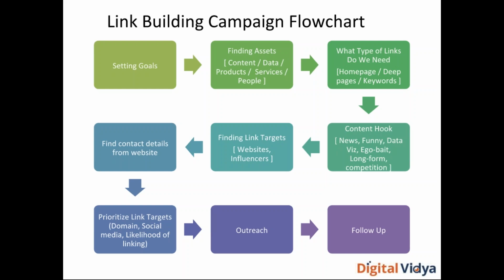Then finding assets. Once you have set the goals, you need to find assets. Do you want to use your website for backlinking? Do you want to use any kind of data that your company has published? Do you want to use white papers? Any product? Your blog or your executive profile? Or your mobile app? What is it for which you want to build backlinks? So this is the asset type. This you need to finalize.